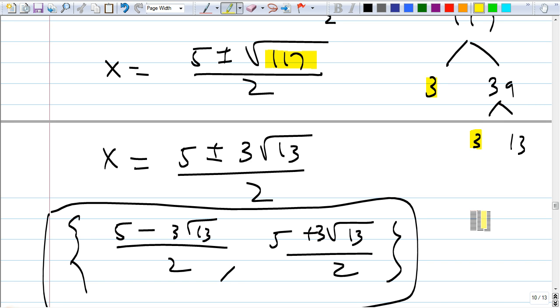Any question? You guys got that? Okay, please simplify always, right? Always simplify. If you have square root of 117, you gotta note that there is a perfect square in it, okay? Good.